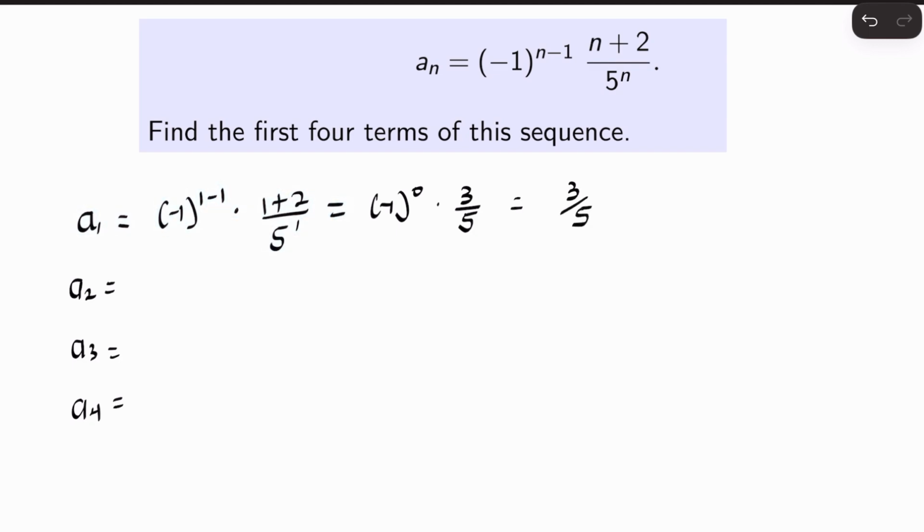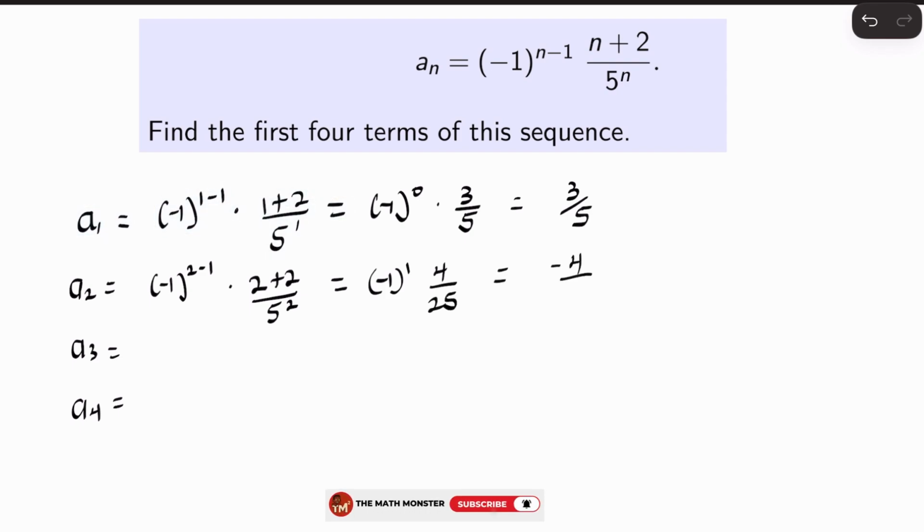Now for n equal to 2, we are going to have (minus 1) exponent 2 minus 1, then 2 plus 2 on 5 exponent 2, right? Because n is equal to 2. So you're going to have (minus 1) exponent 1, then 4 on 25, which is going to give us minus 4 on 25, right?